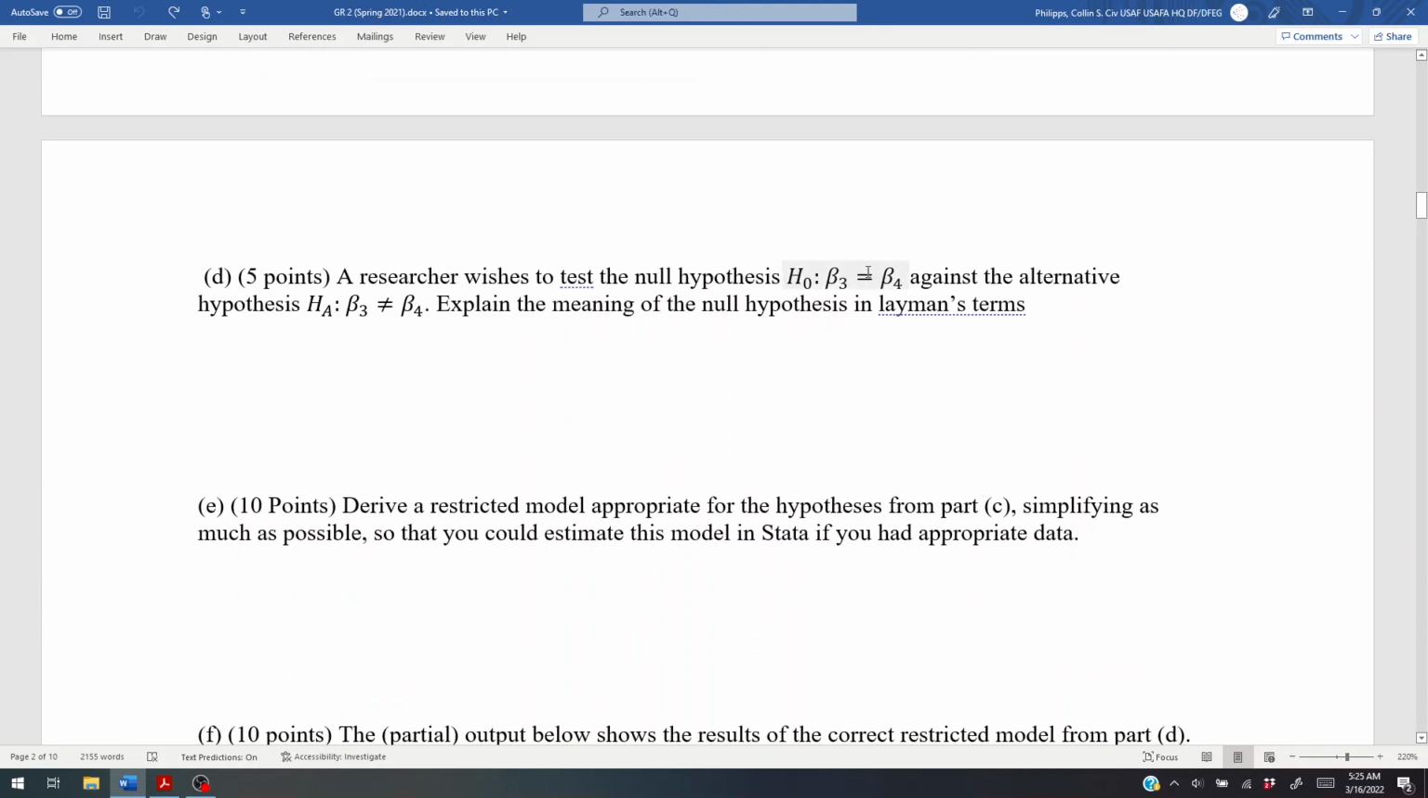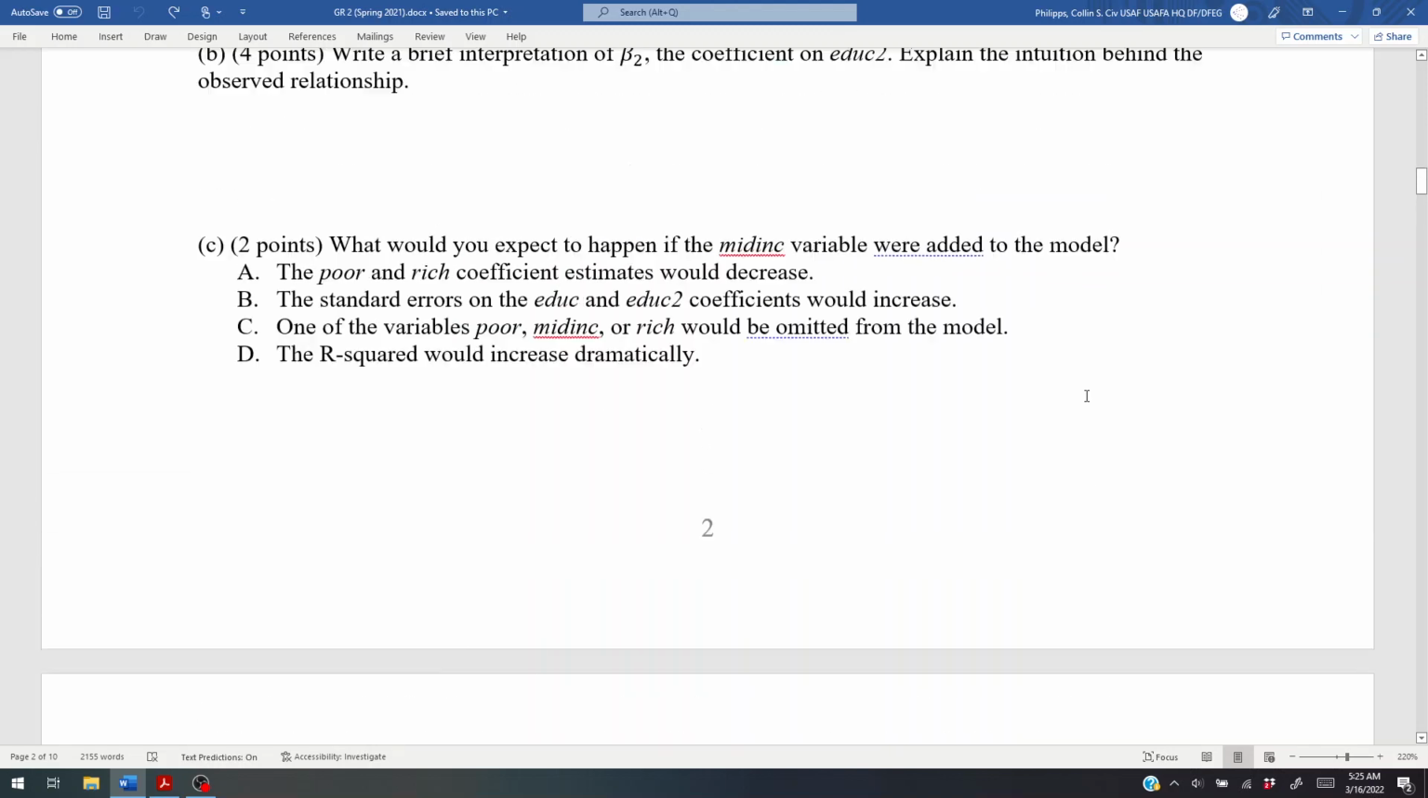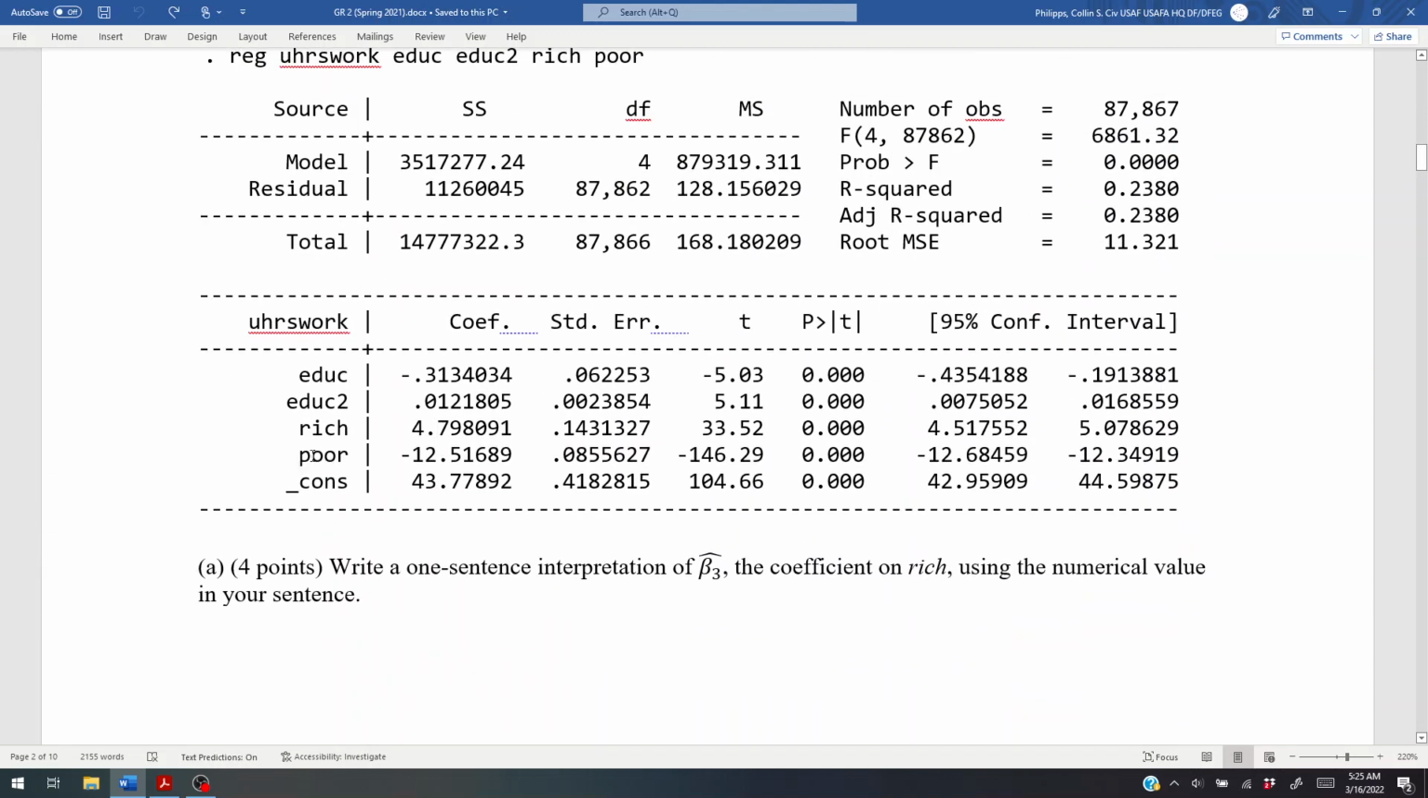How would I do that? How would I create a model where beta 3 is equal to beta 4? Well, this is a little bit clever, right? But if I made one variable that was rich or poor, instead of having a variable for rich people and a variable for poor people, but one variable in the model for rich or poor people, then whatever the coefficient on that is, it can still be anything it wants. I'm not going to require it to be zero, but that coefficient is going to be the same for rich people and poor people.